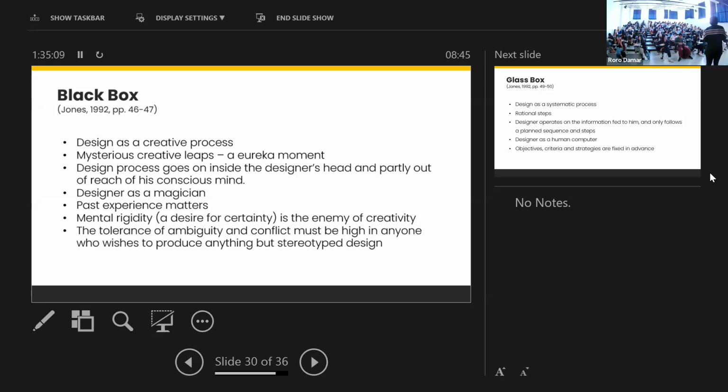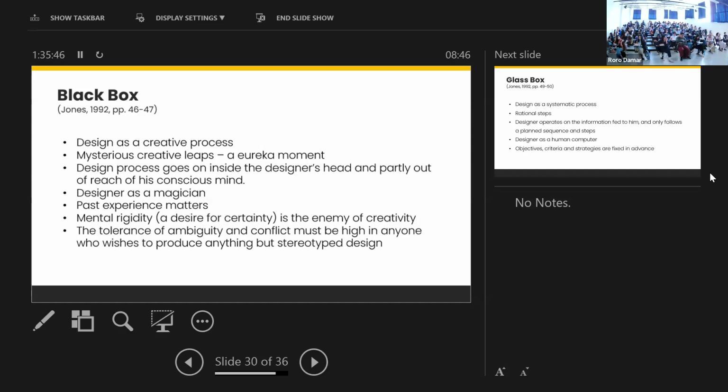Design process goes on inside the designer's head and partly out of reach of his conscious mind. Designer as a magician, past experience matters, mental rigidity is an enemy of creativity. The threat of ambiguity and conflict must be high in anyone who wishes to produce anything but stereotype design. So this black box means your head is a black box. Nobody will understand what is going on inside your head. Suddenly you create, voila, a building that looks like what?